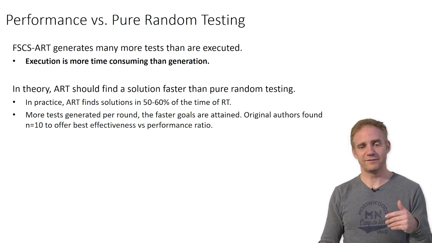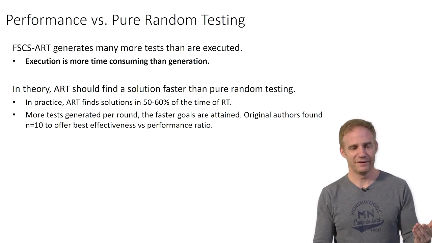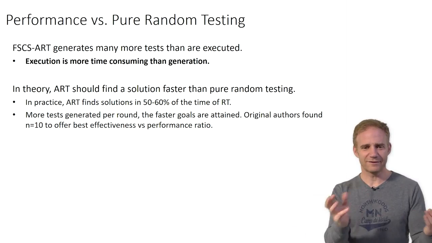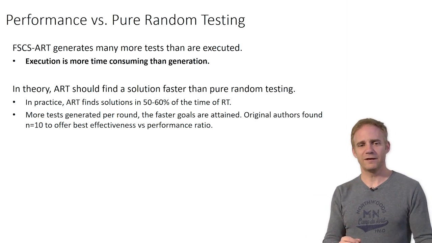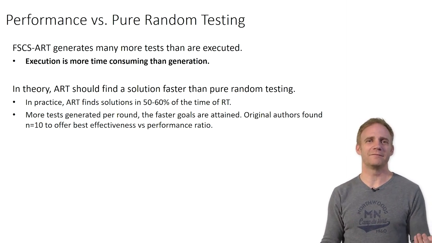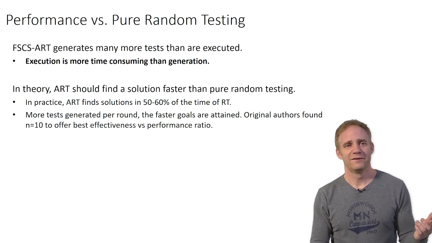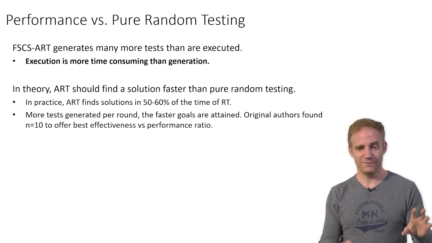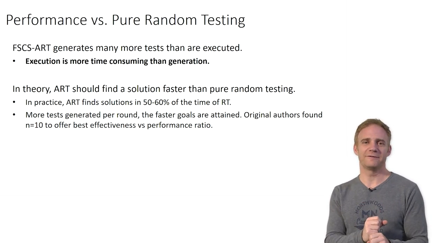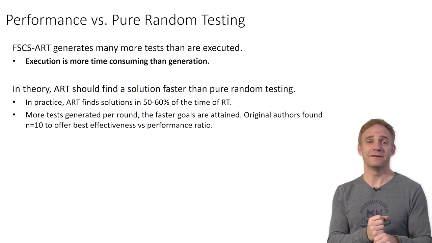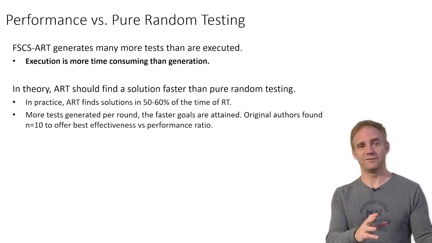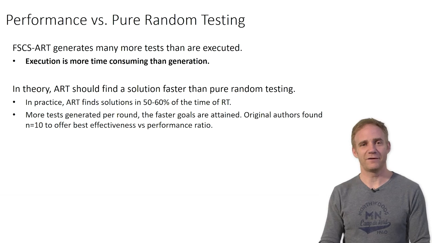But the idea here is that the generation process is very, very fast. So even if we have to generate 10, 20, 30 candidates, that's just calling a random number generator. Running them through the program takes significantly longer. So we can afford to be a little bit choosy in how we generate our random tests and still come out ahead. So in theory, if this dense fault hypothesis is true, ART should find a solution faster than pure random testing. And in practice, it holds true. It tends to find a similar quality solution to pure random in about half the time.